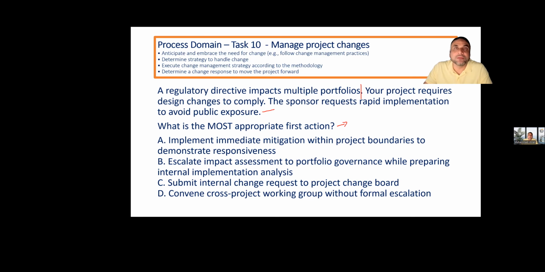Implement immediate mitigations. Escalate impact assessment to portfolio governance while preparing internal implementation analysis. Submit internal change request to change board. Convene cross project working group without formal escalation. So without formal escalation, but the first part is good. Convene cross project working group, because it is impacting multiple portfolios. So we have portfolio, then we have program, then we have project. Your project can be a part of a portfolio, or a part of a program, which is a part of a portfolio.